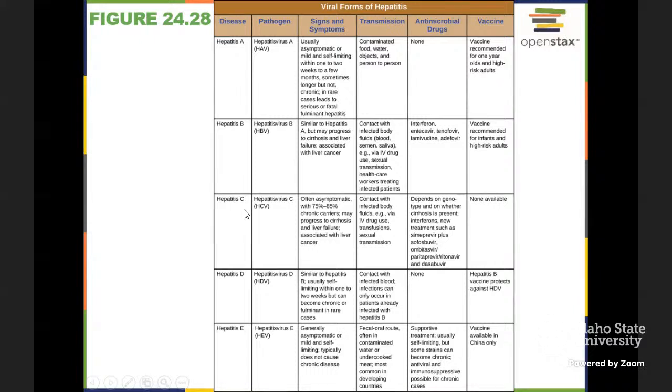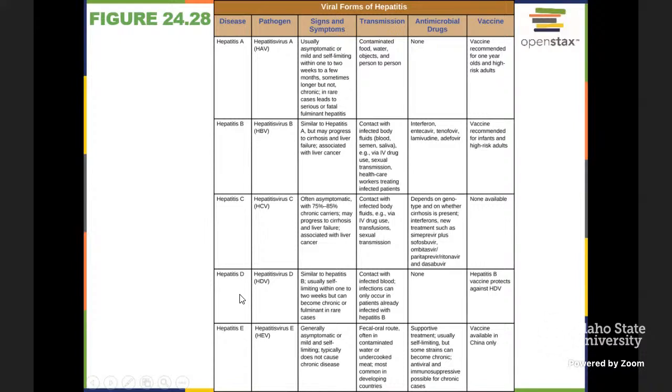Hepatitis C, another one where we think a lot are asymptomatic, 75 to 85% chronic carriers of hepatitis C. It does have the potential to lead to cirrhosis, liver failure, and is also associated with liver cancer. Another bodily fluid one: IV drug use, transfusions, and sexual transmission, all potentials with that. There are numerous potentials for treatment with hepatitis C and possibilities of ridding yourself of this. Currently, no vaccine for it.